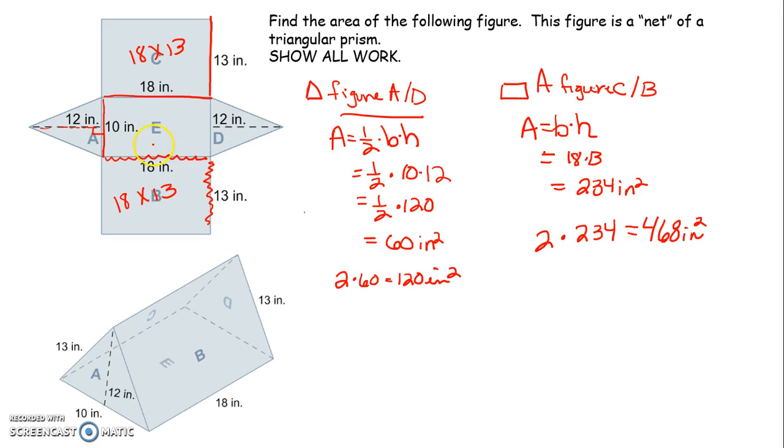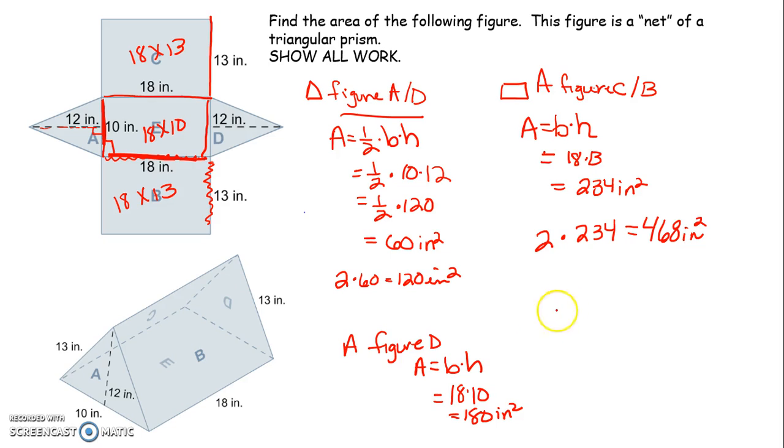Now I have to go ahead and find the area of the last rectangle, figure E. Figure E also happens to be a rectangle. We're going to take the base times the height. The base is 18 and the height is 10. So this will be 18 times 10 for the area of that rectangle, which is 180 square inches.